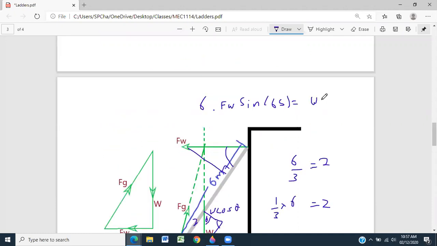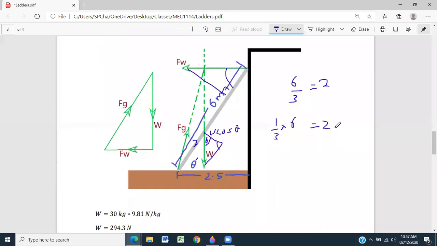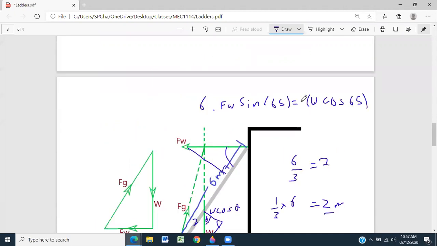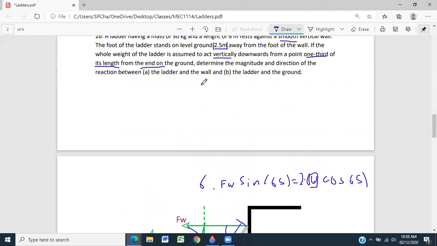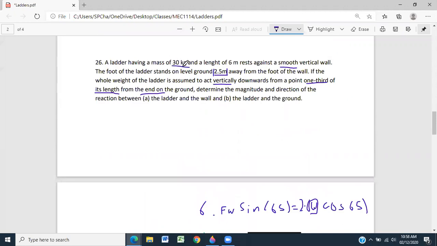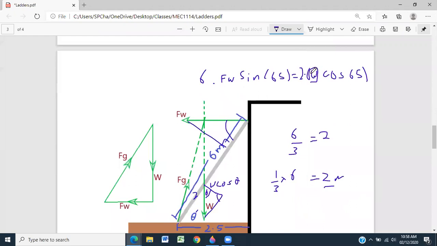W cosine 65, of course times the distance. The distance is 2 meters. Here to here is 2 meters, 1/3 the length of the ladder. So this is times 2. We know W, right? They gave us the weight of the ladder, didn't they? The weight of the ladder is 30 kgs. So we multiply it by the gravitational constant, put it in here, and then we solve the equation for FW.